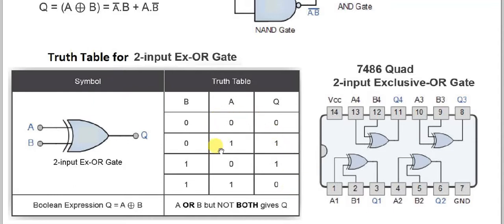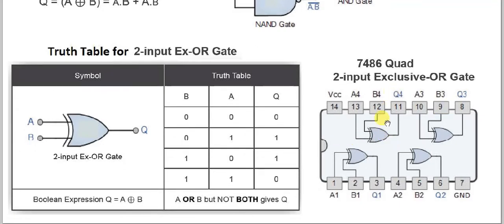Inputs are unequal. Now these gates are packed, fabricated in the form of an IC. An IC is an integrated circuit where a large number of electronic components are packed inside, and they perform certain logical operations. This is a particular IC, 7486. There are two types of ICs, TTL and CMOS. You can see this is called the quad exclusive OR gate. Quad 2 input, so there are 4. Quad means 4 exclusive OR gates connected.